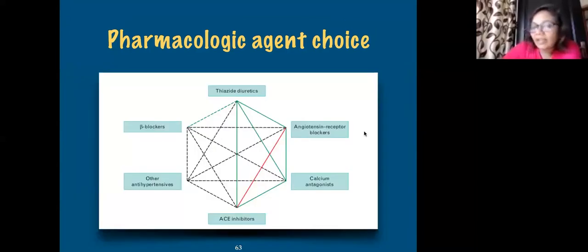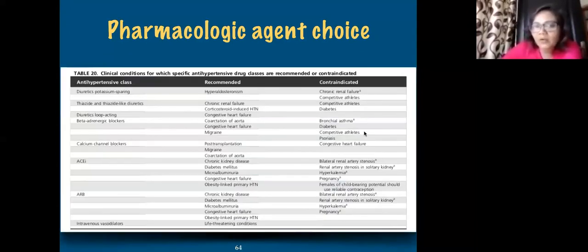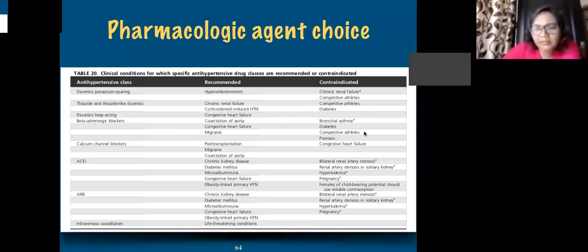So yes, you can start with any of these and add on any of these, depending on what clinical situation you are dealing with. So in some particular diseases, some particular medications are preferred and some are contraindicated. I won't go into the details. The major ones include, like, beta blockers are contraindicated in bronchial asthma. And if you have bilateral renal artery stenosis, you are not supposed to give ACE inhibitors or ARBs. These are the major red flags. And then if there is chronic renal failure, you generally do not use potassium-sparing diuretics.